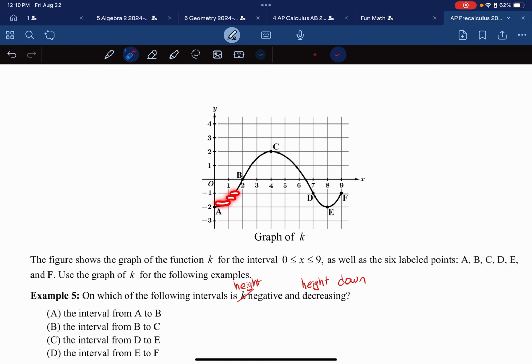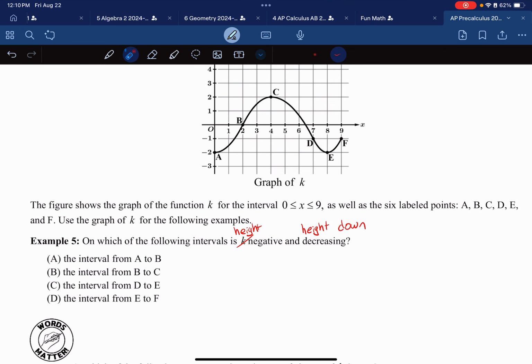So somewhere on the bottom half, where's the height going down? Well, the height here is going up. Where's the height going down? The height is going down here between D and E, and the height is going up between E and F. So if we're going between D and E, there's our right answer. It's C.